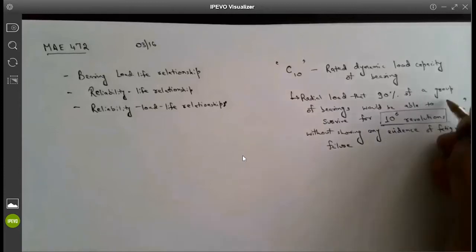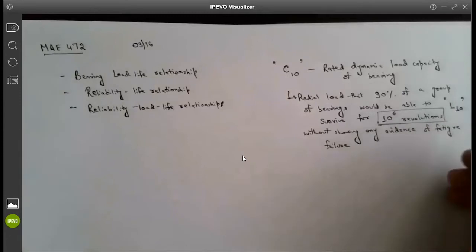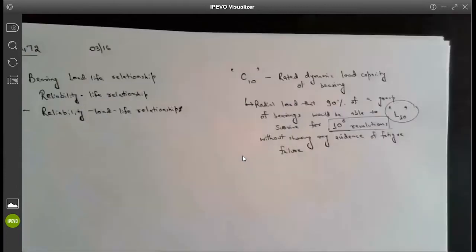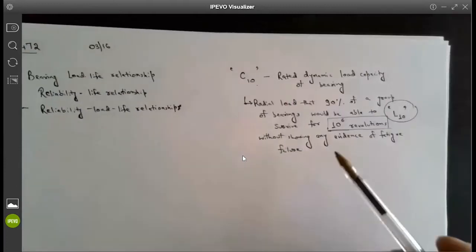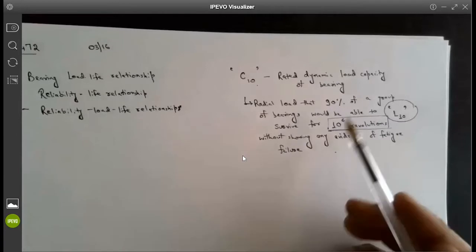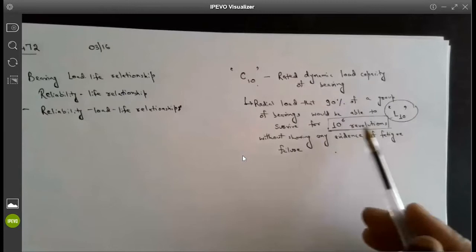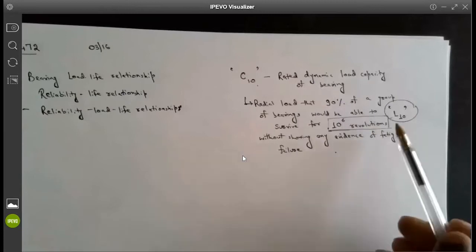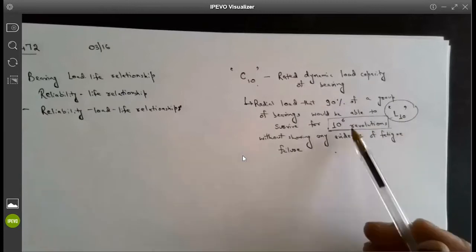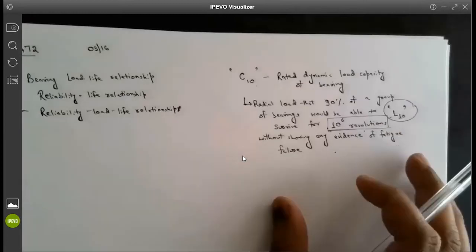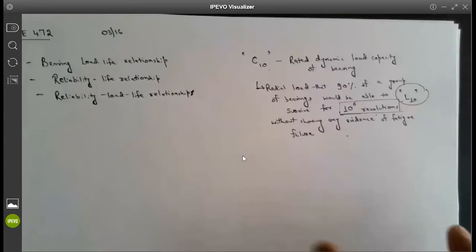L10 life is the life in revolutions of a group of bearings such that 90% of them can withstand the rated load without showing any evidence of fatigue failure. This is a standard value that most manufacturers use for their L10 life. L10 life is the rated life, generally 1 million revolutions. So let's see a first sample calculation.